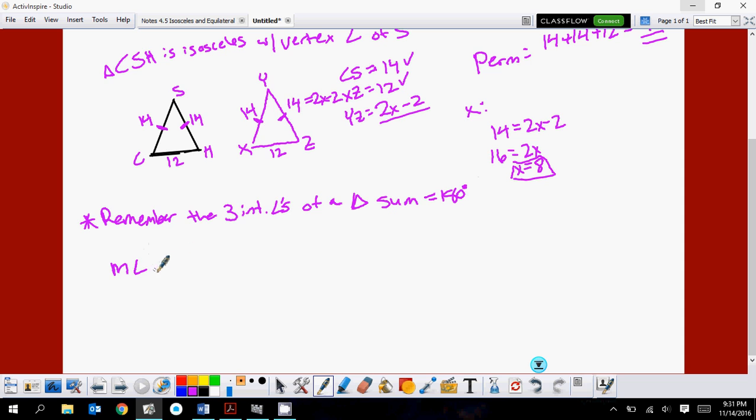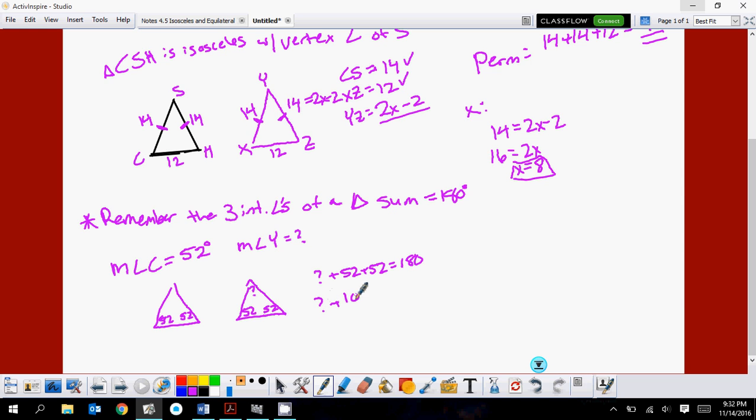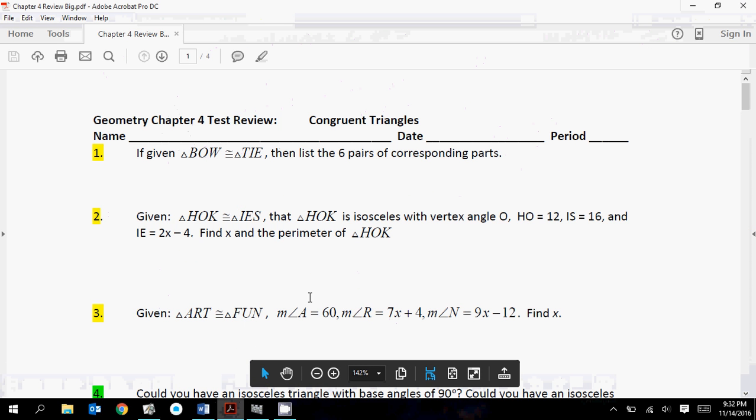So if I were to tell you the measurement of angle C is, let's say, 52 degrees, and they want us to find the measurement of angle Y. Since in this case I've got an isosceles triangle, I can go ahead and copy the 52 and the 52 since I know base angles are congruent. So to find this missing piece, remember that the angle I'm trying to find plus 52 plus 52 is going to equal 180. Angle I'm trying to find plus 104 is 180. So the angle that is missing is 76 degrees.